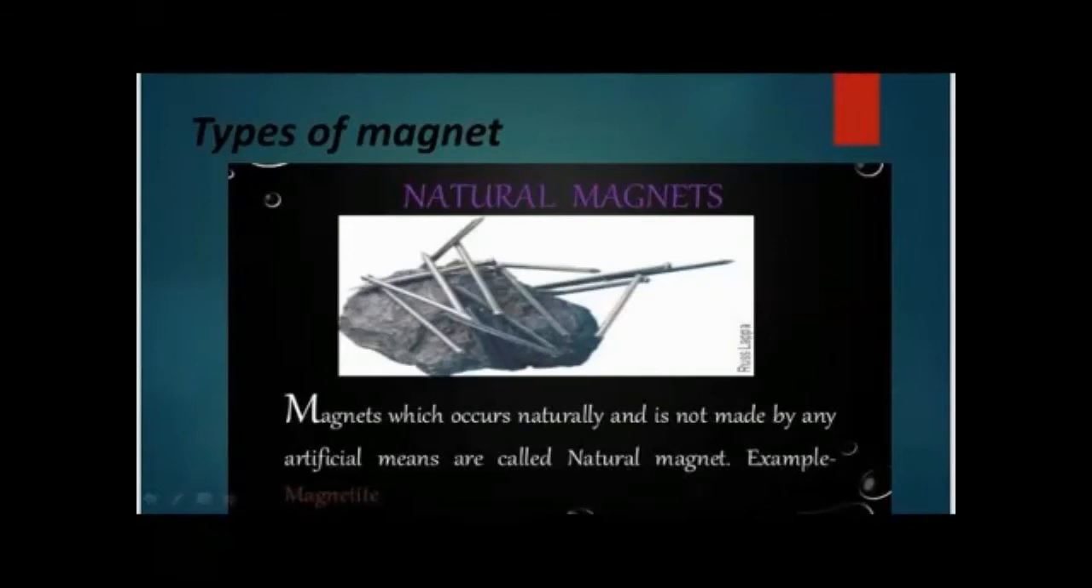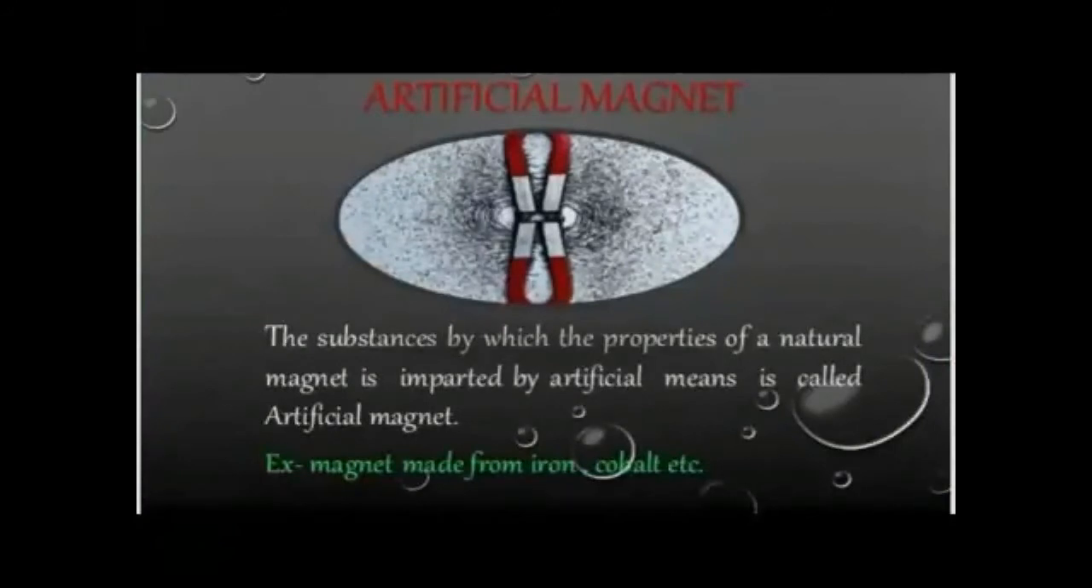On the other hand, what are artificial magnets? The substances in which the properties of a natural magnet are imparted by artificial means are called artificial magnets. Artificial magnets are also called man-made magnets because they are made by humans. They are made of materials like iron.